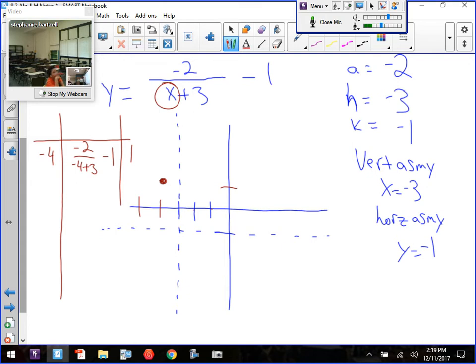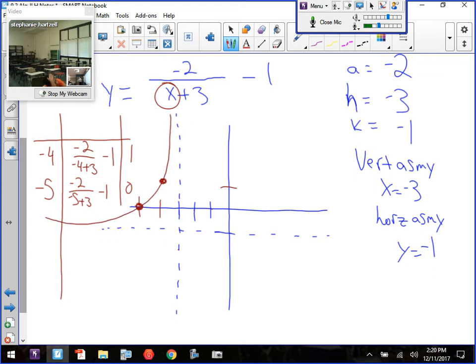I do that again with -5. What's -5 plus 3? -2 divided by -2. 1. What's 1 minus 1? 0. So that means at -5, it's 0. So right there, by looking at those 2 points, I can now determine the direction of that curve. See how, if I'm moving from left to right, it's going to be increasing from one asymptote to the other? It has to do this.